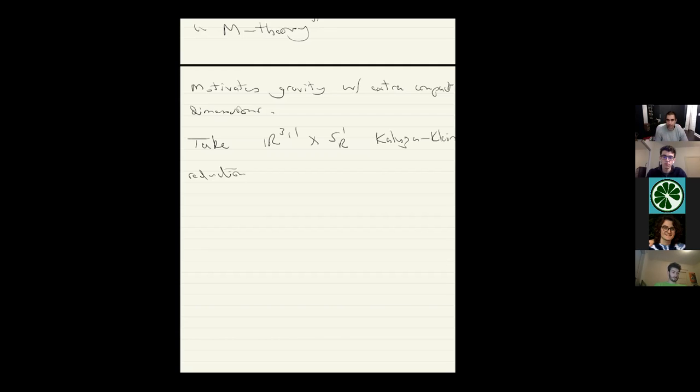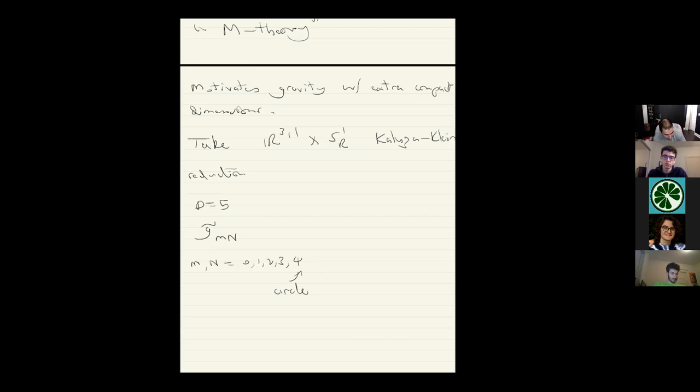Let me sketch it more closely. The idea is the following. If you started in 5 dimensions with only a metric, we've got our matrix, let me put a tilde on it to denote 5 dimensions: G tilde M N, where M and N run from 0 to 4, because we've got one extra dimension here, where 4 is the circle.